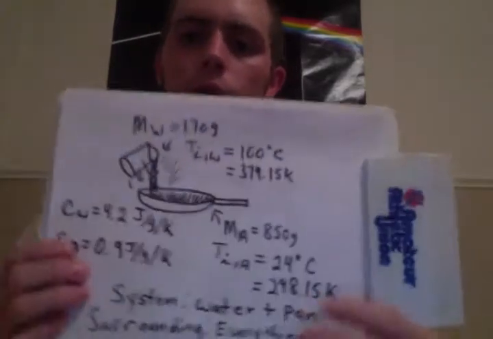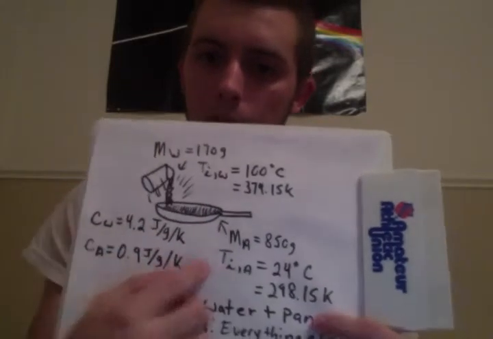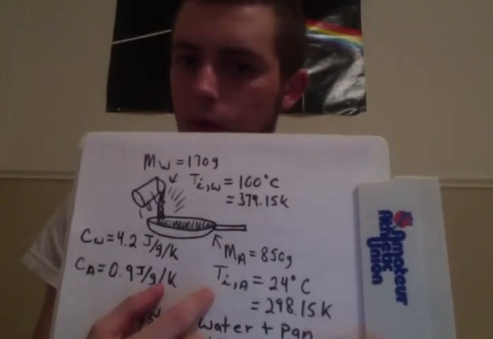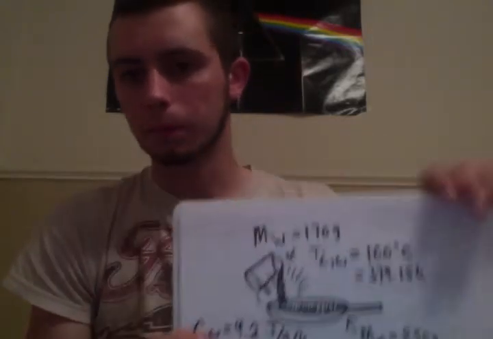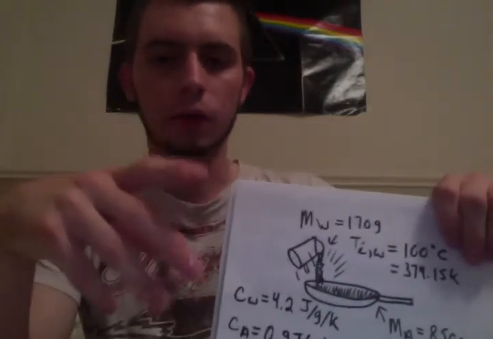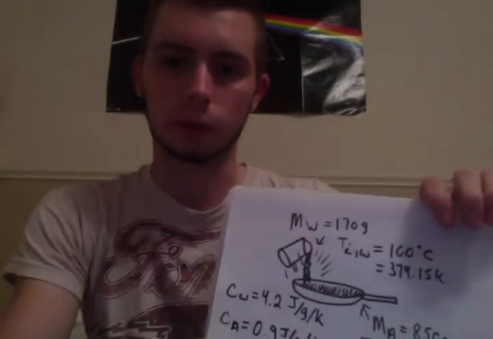I'll just get started. So here's all the physical quantities that are given in the problem. I converted the temperatures from Celsius to Kelvin because for the heat transfer, the units of the heat transfer are in Kelvin, so I want everything else in degrees Celsius to be in Kelvin to correspond.